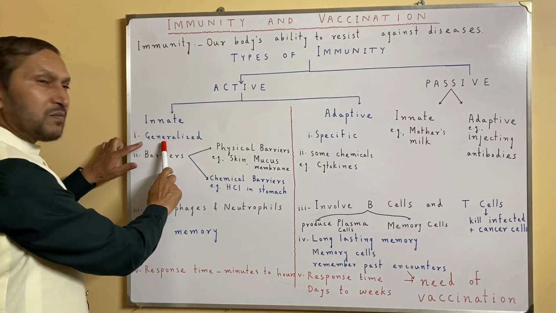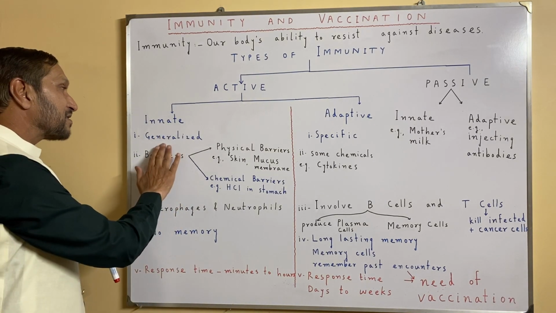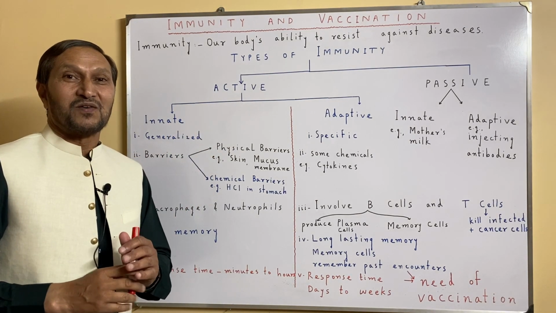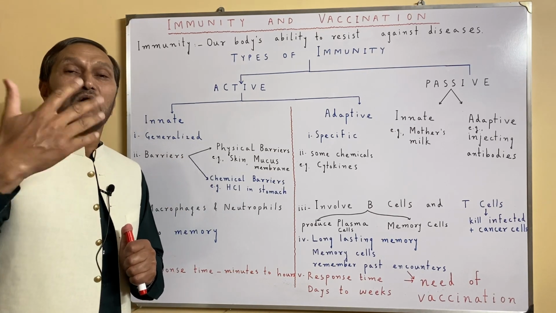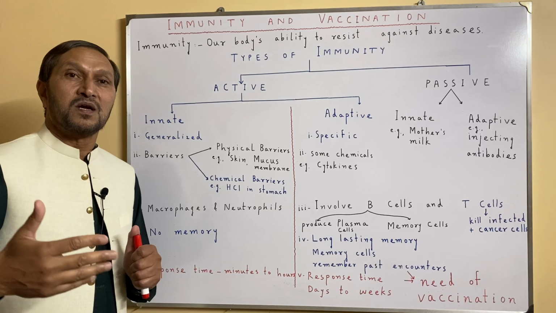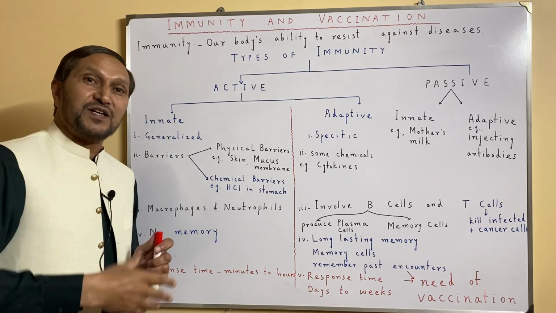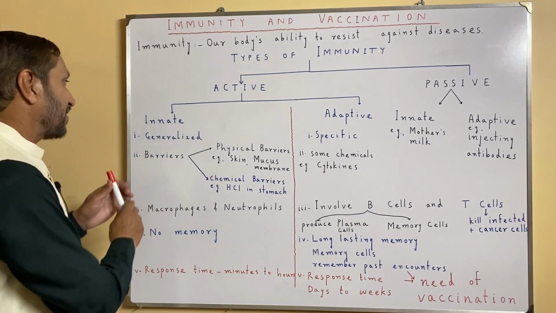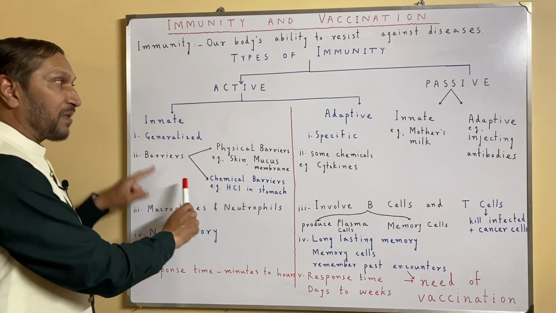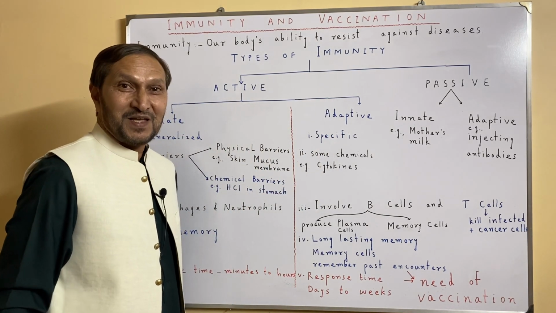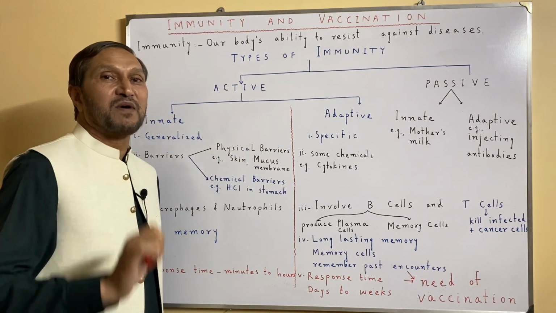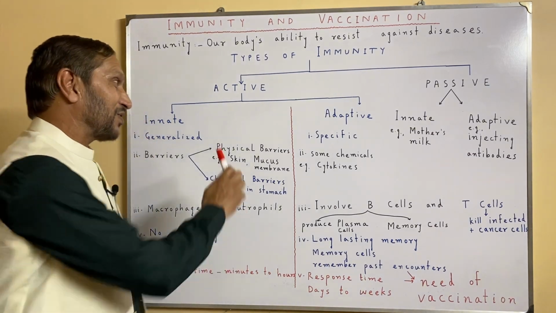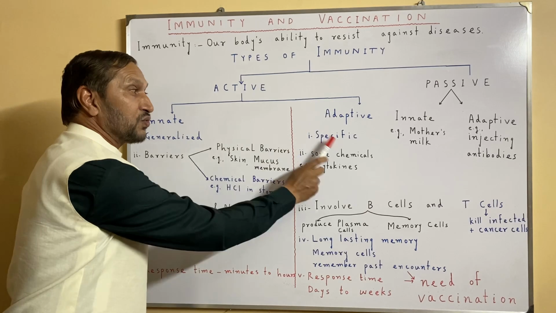So the innate immunity is generalized. It is effective for all kinds of microbes, all kinds of microorganisms, bacteria, viruses, pathogens, invaders, germs which are trying to enter into our body and trying to infect our body. So it is generalized innate immunity. But the adaptive immunity is specific. It is only specific for a particular type of microbe, a particular bacterium, a particular specific type of virus. So there is one basic difference between the two types of immunity.